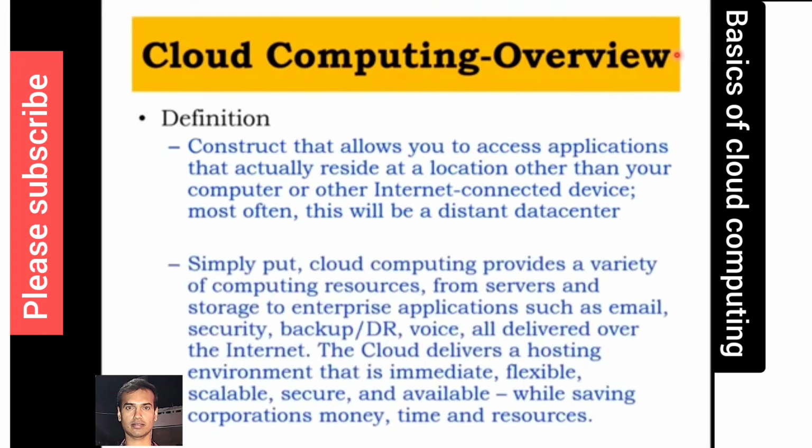Simply put, cloud computing provides a variety of computing resources, from servers and storage to enterprise applications such as email, security, backup, DR, voice, all delivered over the internet. The cloud delivers a hosting environment that is immediate, flexible, scalable, secure, and available, while saving corporations money, time, and resources. So whatever services we use over cloud computing are over the internet. You can understand the relation to the diagram I showed in the previous slide, in which we showed the internet with the cloud symbol. We name this technology cloud computing because everything happens over the internet.